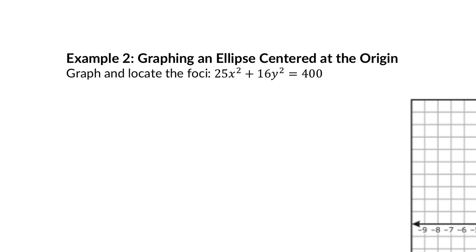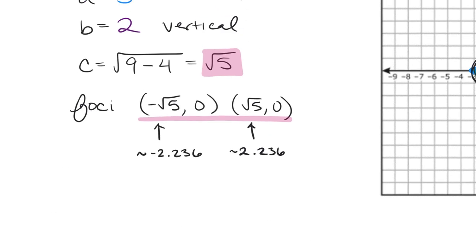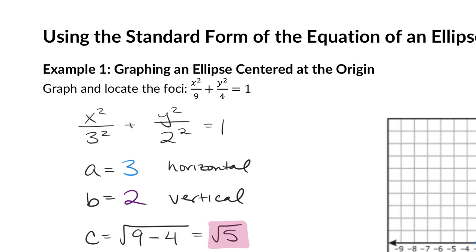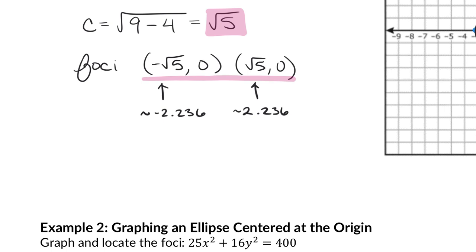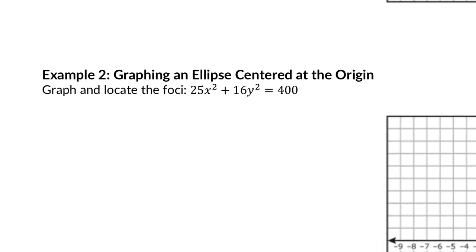Here's something I want you to notice that you may not have noticed before. What is this equation equal to? 1. What is this equation equal to? I need it to be equal to 1. So I need to divide the entire thing by the number 400, so that 400 over 400 becomes 1. Now when I do this, 25 over 400 becomes 16.